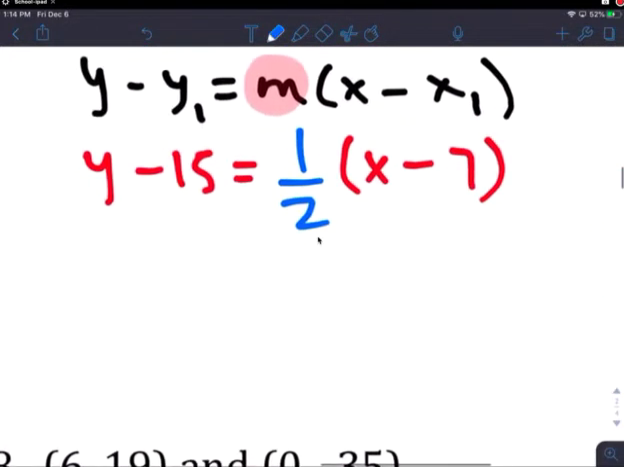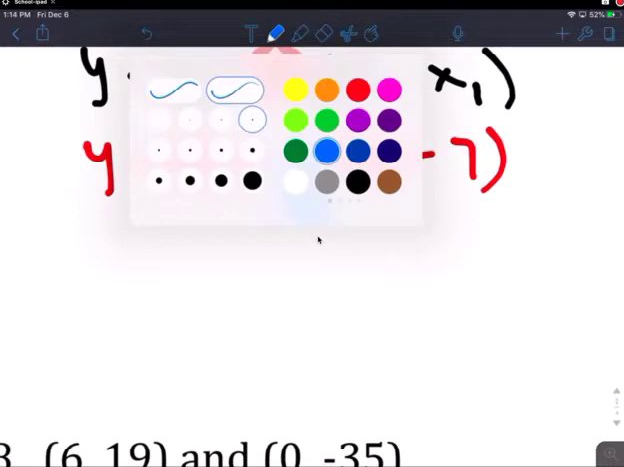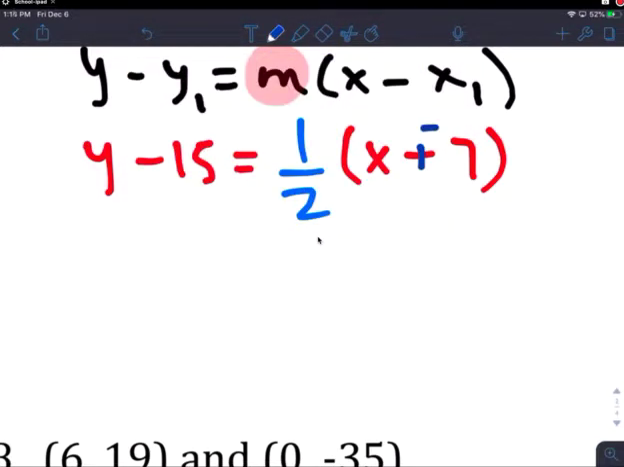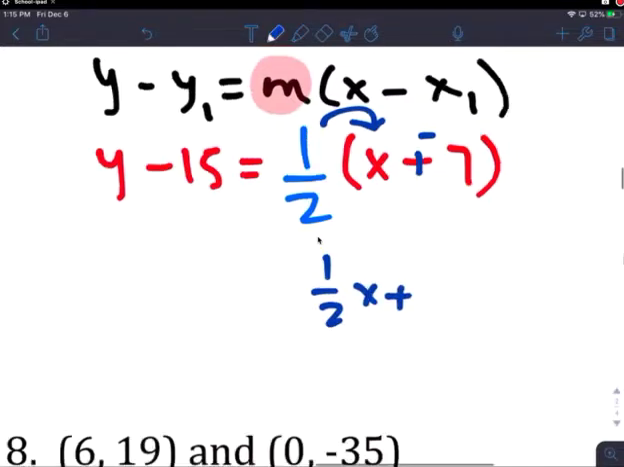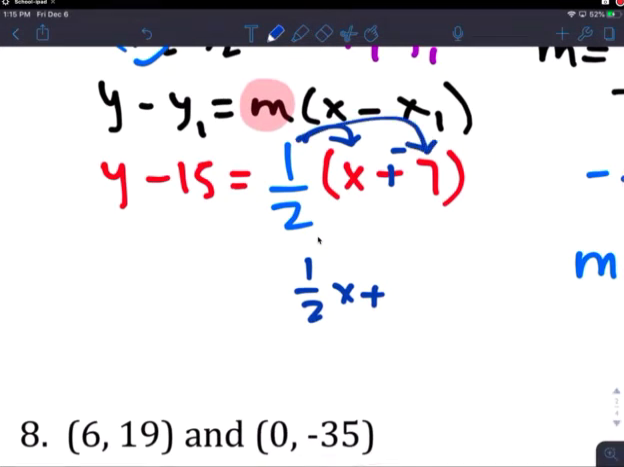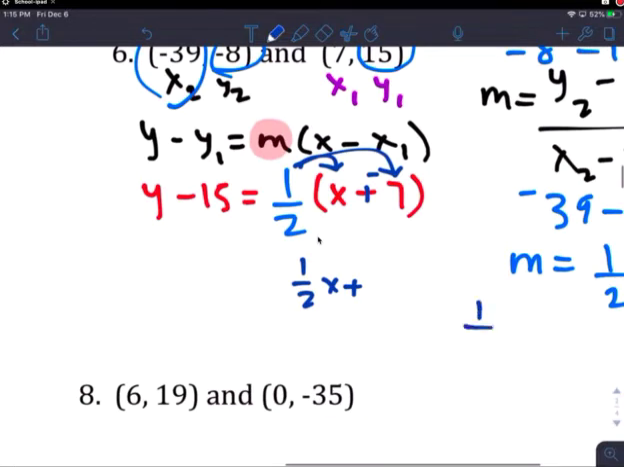Okay, and then yes, you do distributive property first. You always multiply first. Okay, 1/2 x plus. Okay, you multiply that. Doesn't go in evenly. So 1/2 times 7. You get 7 over 2 negative.